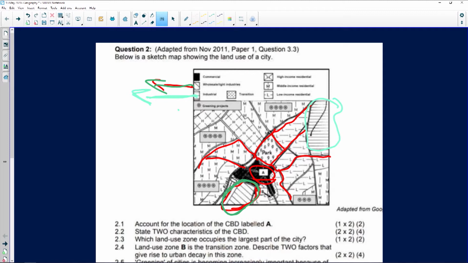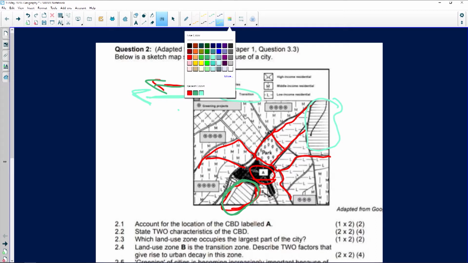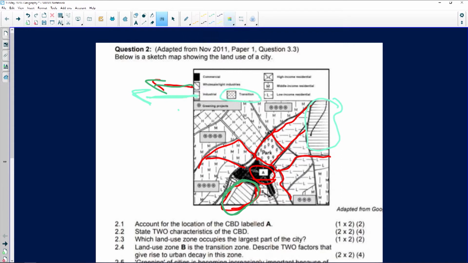There's a key right in between these two keys, and it says the zone of transition. If you know your concepts and you look at the urban profile, we can identify the transition zone usually around the CBD. It's also known as the zone of decay. So it's got mixed functions: commercial functions and residential functions.